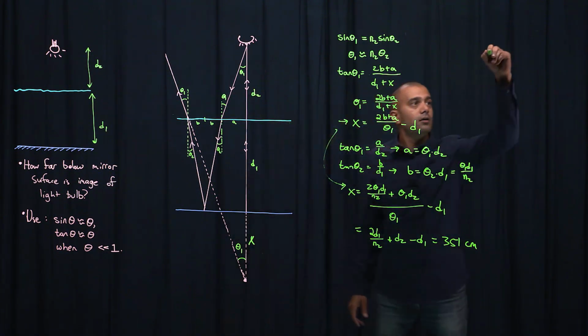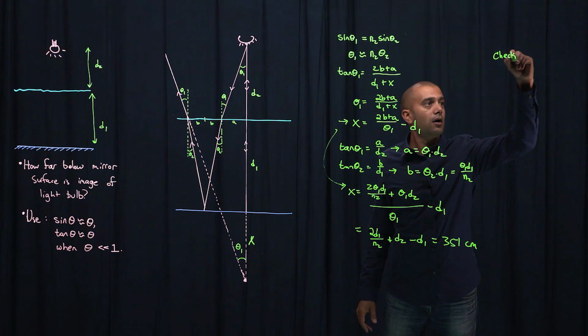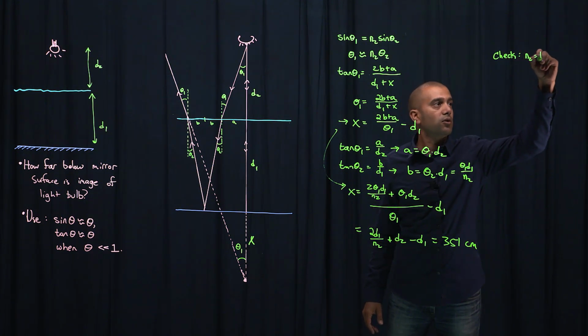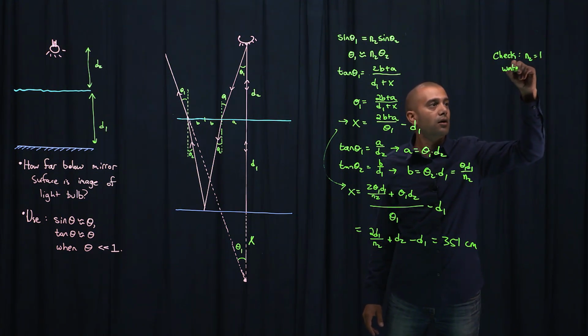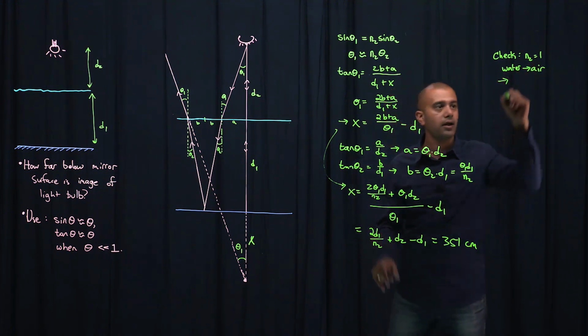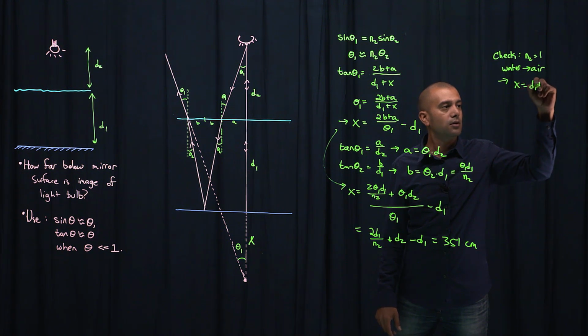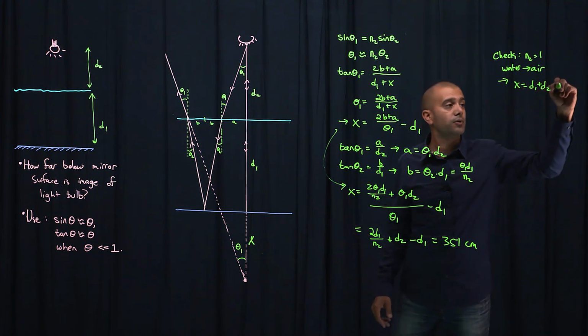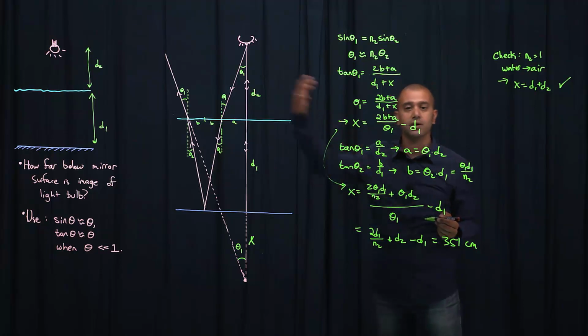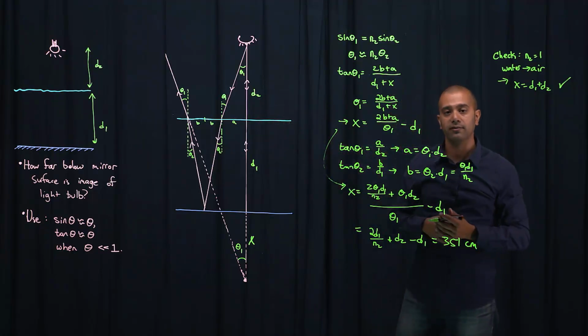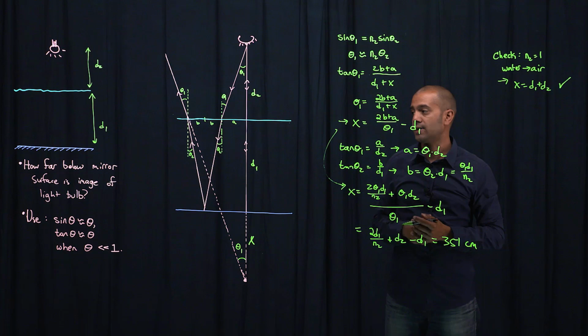Write that over here. So check if n2 equals 1, in other words, water goes to air, then we get that x is just how far we are from the mirror, which is what we'd expect if we look at a mirror. We would see ourselves the same distance we are away from the surface of the mirror. So that's the answer to this problem.